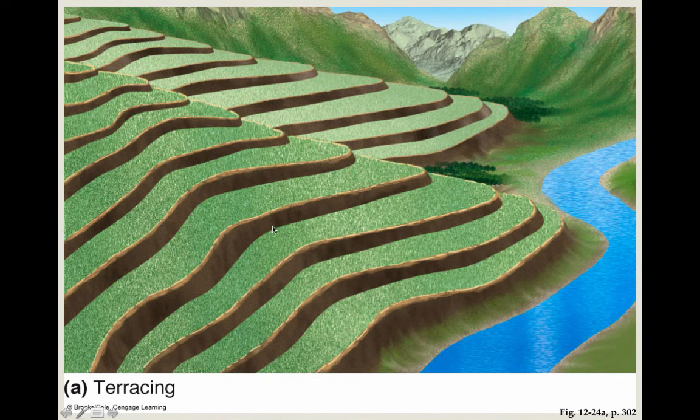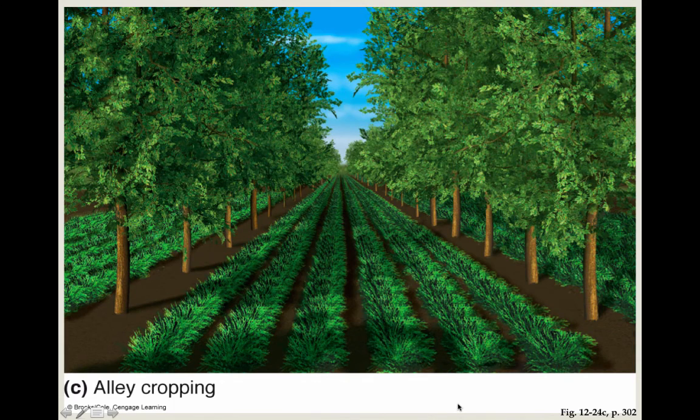This is very beneficial because you're giving plants more time to absorb water when it rains, meaning that you have less soil erosion. Now the downside is that it can be difficult to cut these terraces into the mountain, but once they're built, they're built.